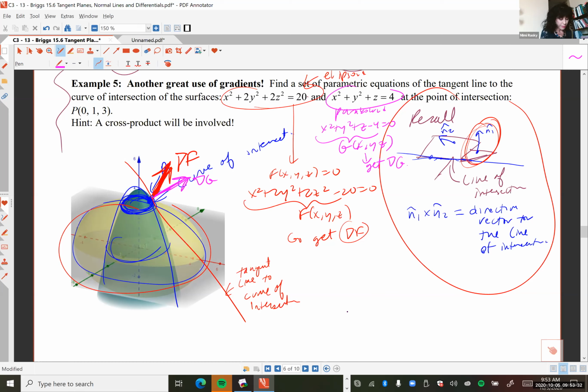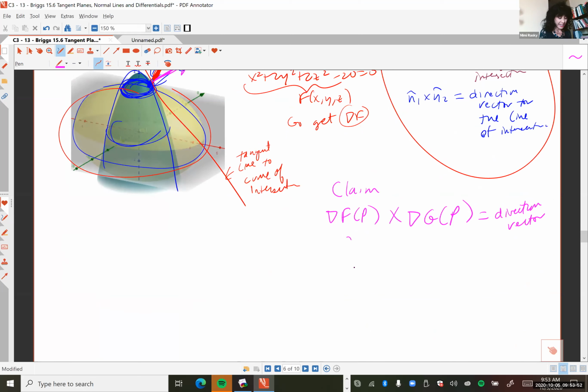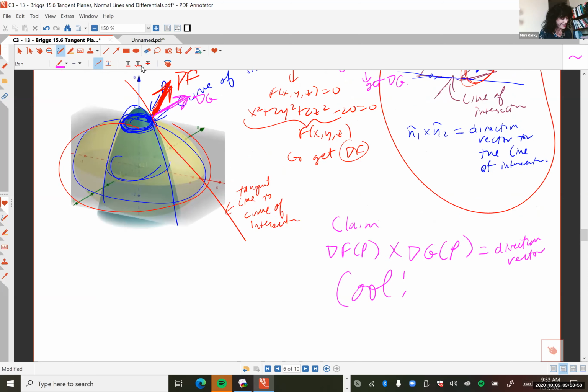And the claim is that when you evaluate big del F and big del G at the point, so big del F evaluated at the point P, cross product with big del G evaluated at the point P, is going to give you a direction vector for your line. Okay, that's cool. That is awesome. If you're not impressed, then you're not doing this class right. I don't know what to tell you.